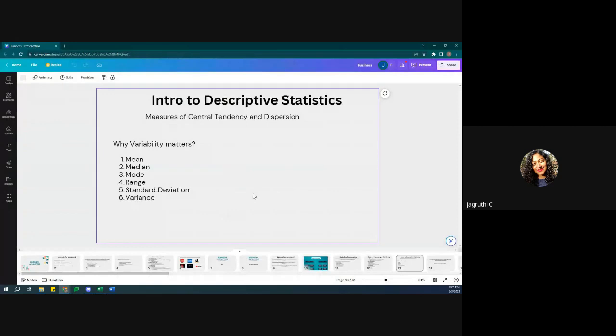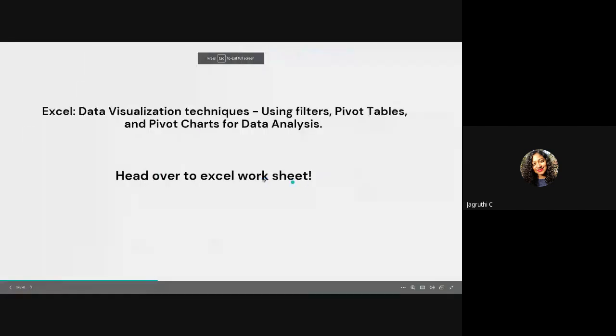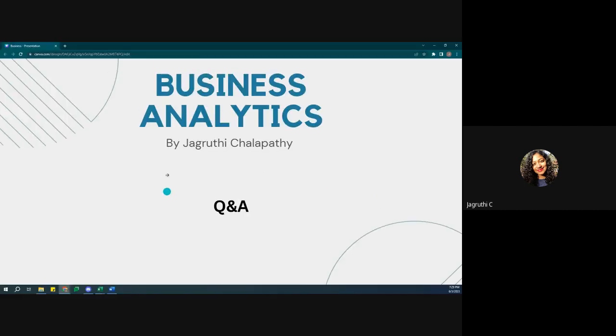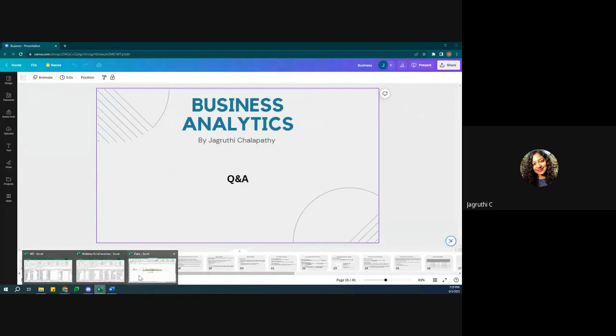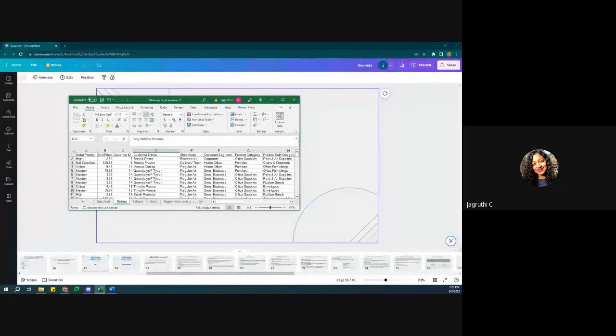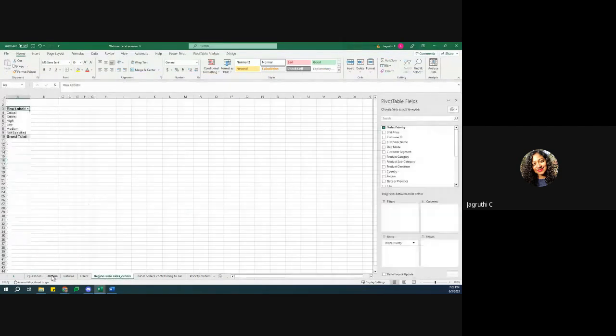With the given amount of time, I'll quickly jump to your next exercise, which is Excel data visualization techniques. I'll teach you what pivot tables and pivot charts are for data analysis. So yes, I have a small exercise built for you guys. Quickly open it. Yep.